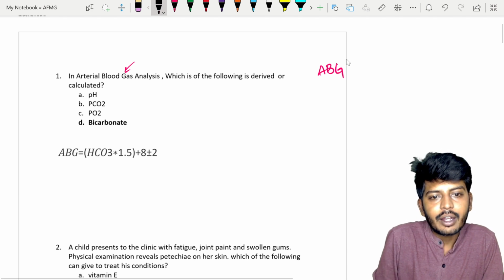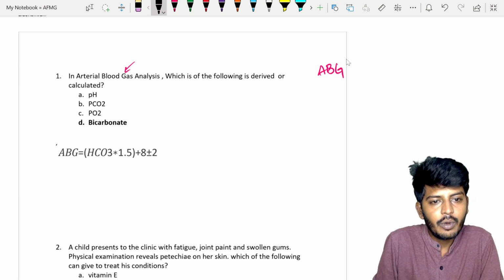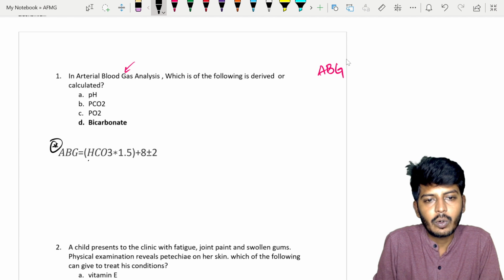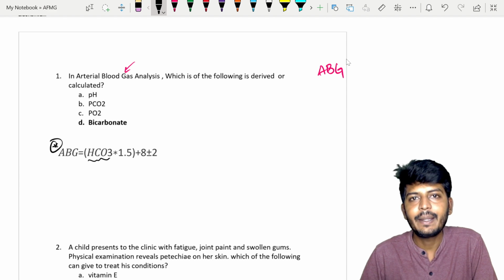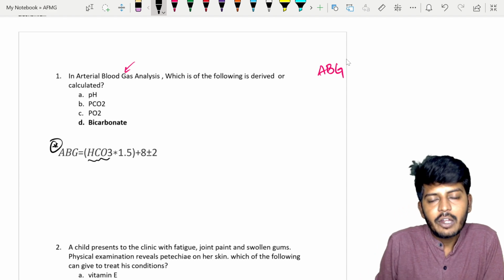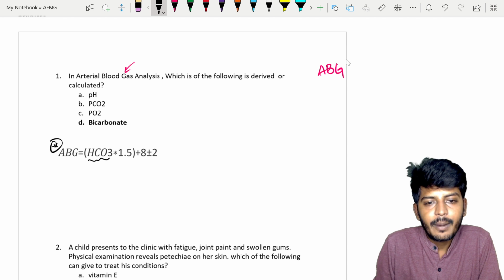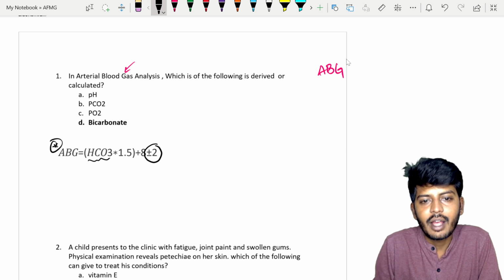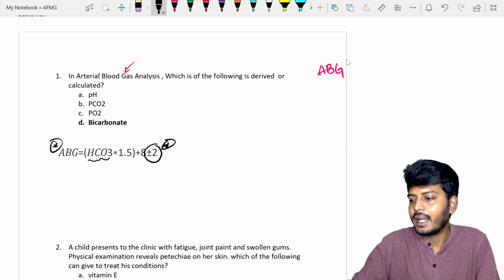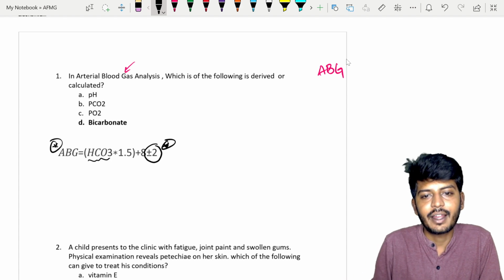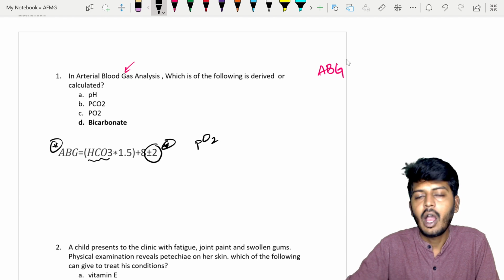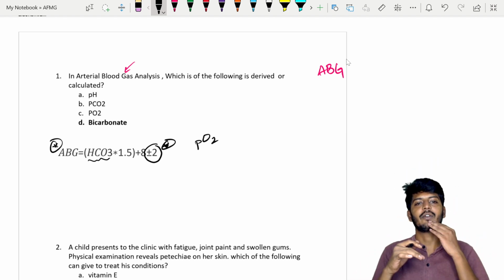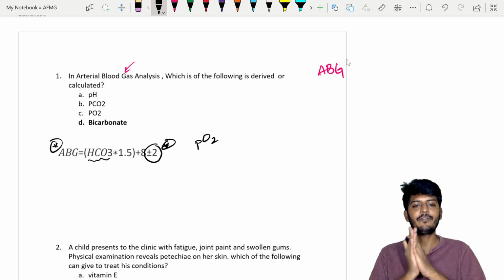Remember, to get the arterial blood gas analysis, we are going to use a formula. ABG is equal to HCO3 minus multiplied by 1.5 plus 8 plus or minus 2. So the value should be between plus or minus 2 standard deviations to calculate what? The PO2, partial pressure of oxygen. Partial pressure of what? Oxygen. For that calculation, we require the bicarbonate value. So this is the formula.